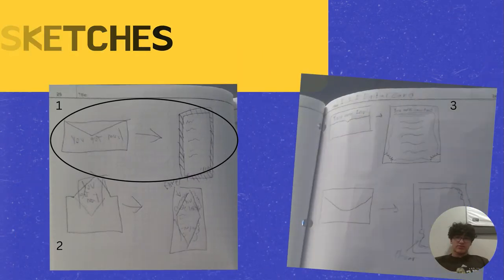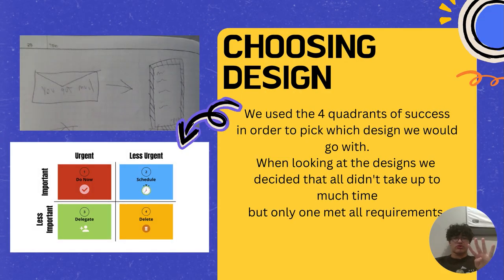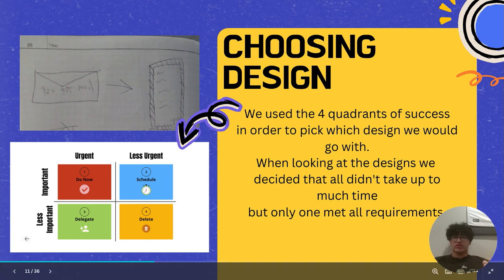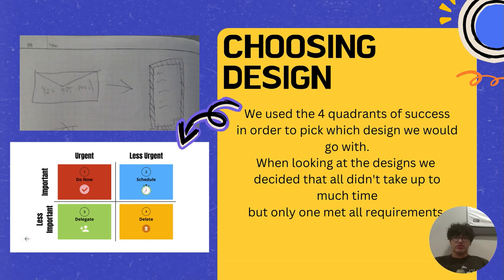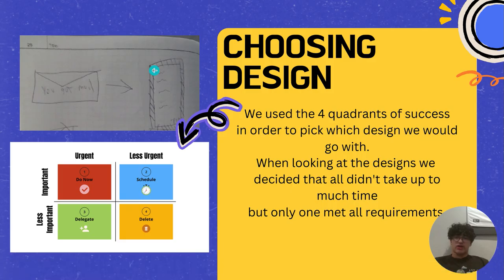Here's our sketches. And how we decided which sketch we would go with is we looked at the 4 quadrants of success, which goes from urgent to less urgent, as you can see over here, and important to less important. Basically we told ourselves we don't have a whole lot of time to create this, but we need different requirements met. So we went with this version that you can't really see, but it has a ball bouncing around the ring, and so it gives that fun animation, and it's complex enough to where it meets all our requirements, but still not too much to where we wouldn't be able to complete it in time.